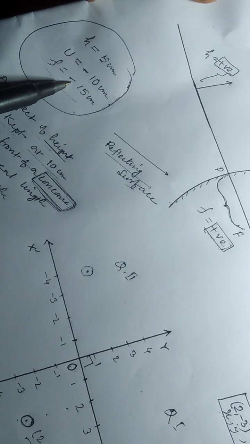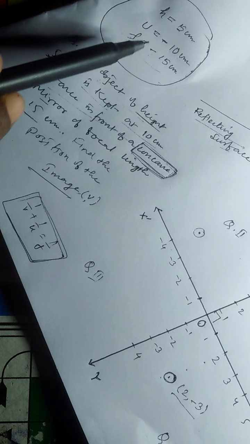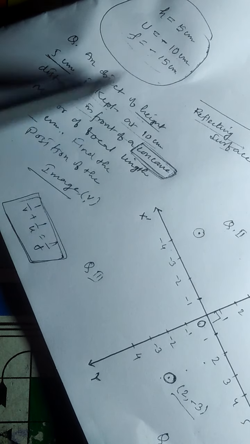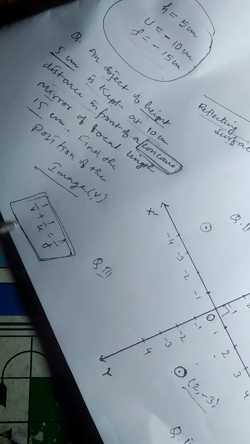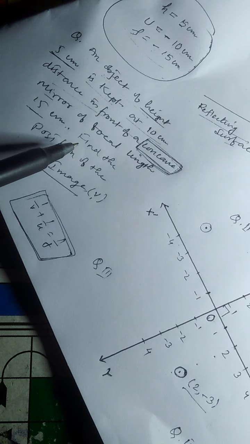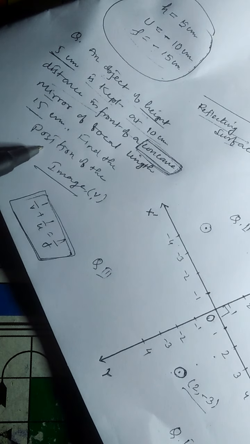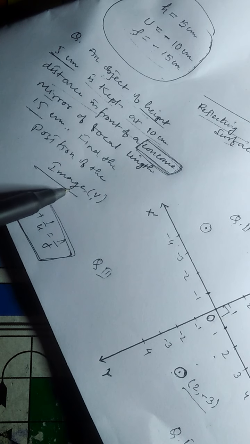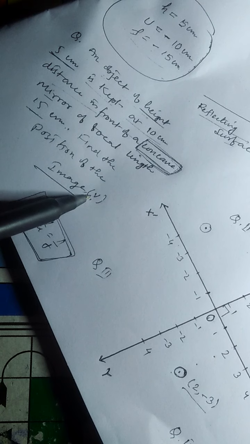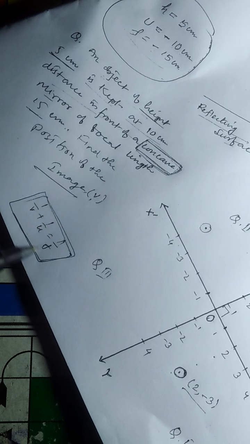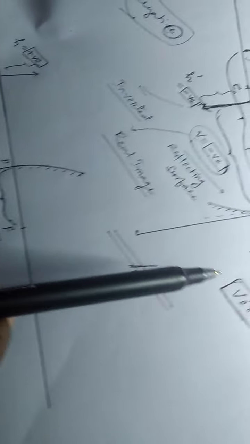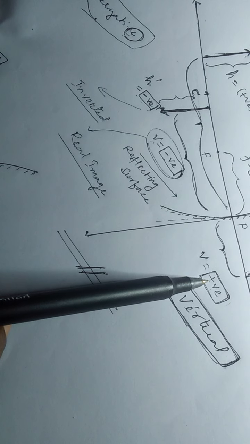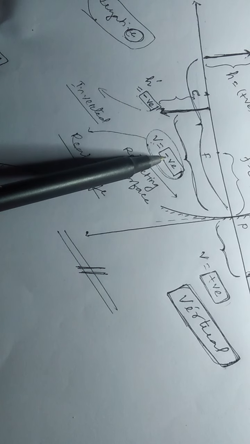Now what you have to do, you have to put this value of U and this value of F into this formula. Why? Because it is the mirror formula: 1 by V plus 1 by U is equal to 1 by F. Now what is the question? Find the position of the image. Where is the image formed? That means the value of V. Now from this formula, when you get the value of V, you have to see whether it is coming positive or it is coming negative.